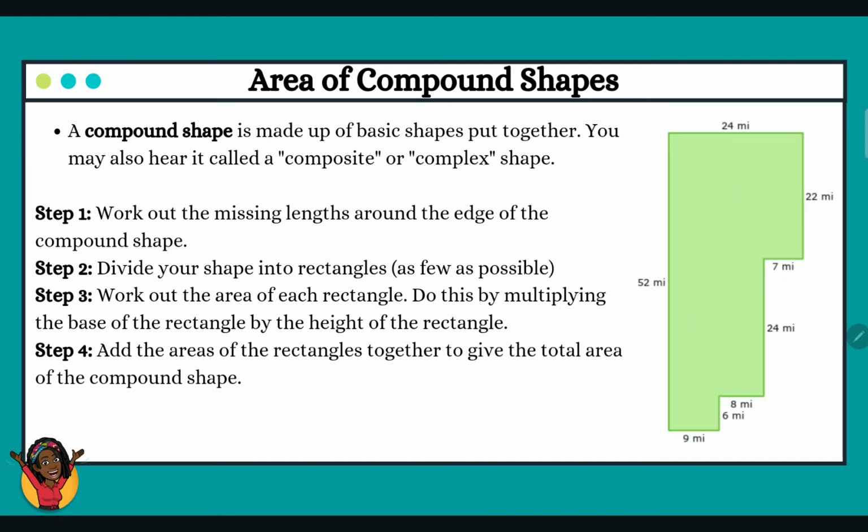Step 1, work out the missing lengths around the edge of the compound shape. Step 2, divide your shape into rectangles, as few as possible. Step 3, work out the area of each rectangle. We'll do this by multiplying the base of the rectangle by the height, or length times width. And step 4, add the areas of the rectangles together to give the total area of the shape.